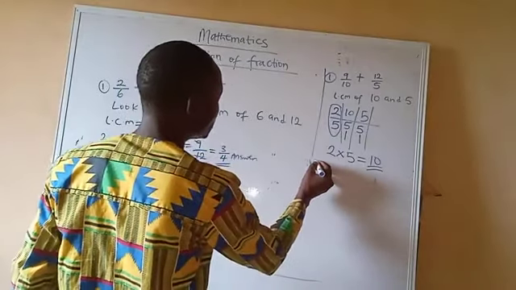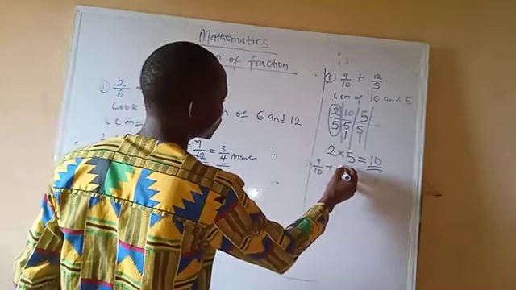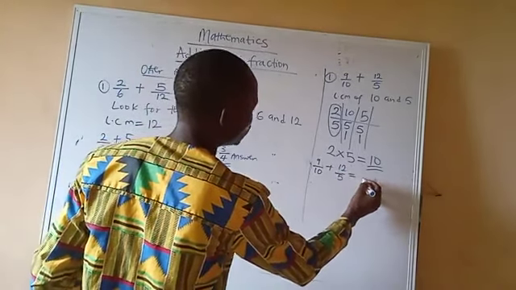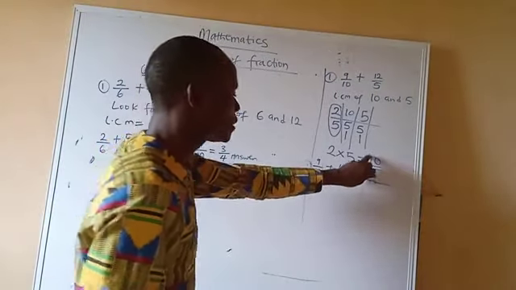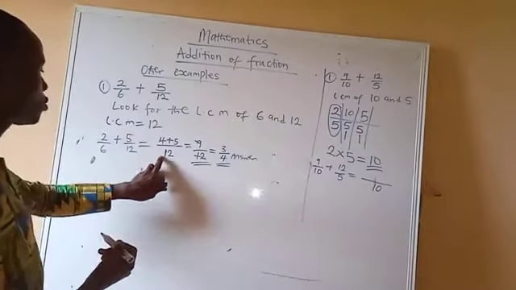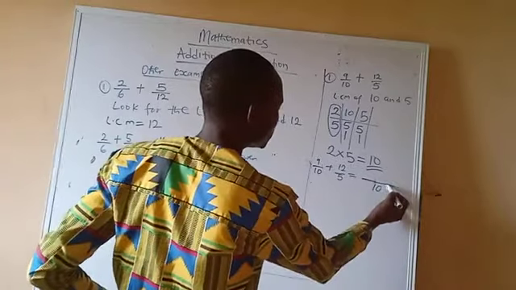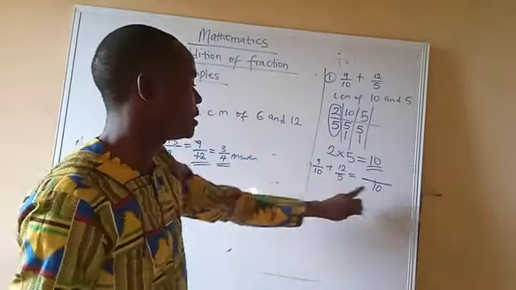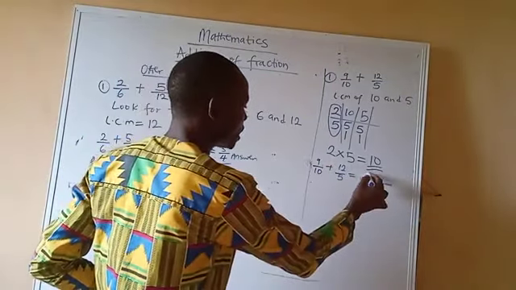So let me say 9 over 10 plus 12 over 5. Don't forget, equal to, you rule. LCM of 10 and 5, we say is what? 10. You bring down your 10 here, like the way we brought out our 12, which is our LCM. This one, you rule your division line. You put your LCM as your denominator. Then 10 divided by 10 will give us 1. 1 times 9 will give us 9.